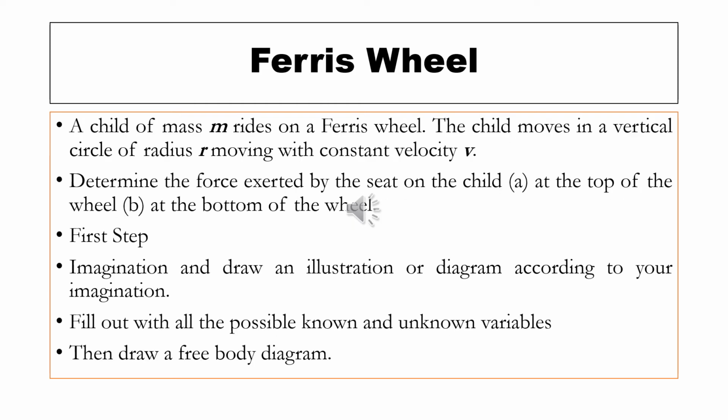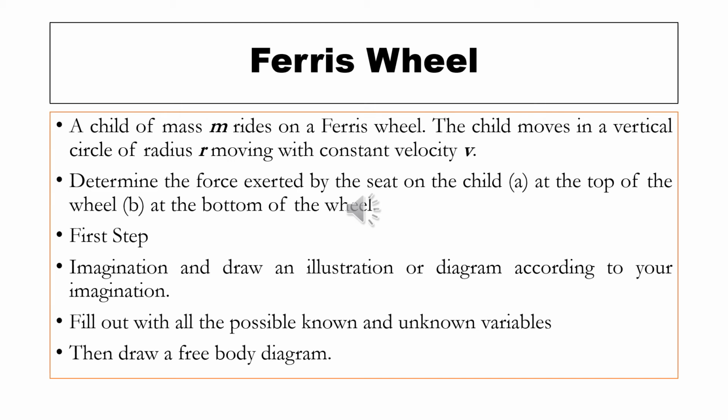Now there is a different example known as the Ferris wheel. Consider a child of mass m riding on a Ferris wheel. The child moves in a vertical circle of radius r, moving with constant velocity v. You have to find out the force exerted by the seat on the child when it is at the top of the wheel and when it is at the bottom of the wheel.